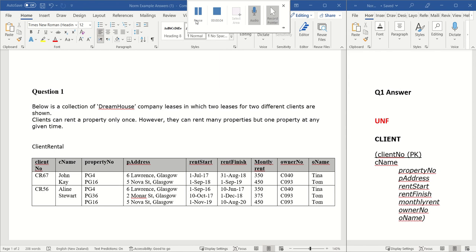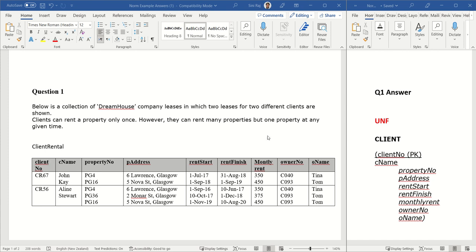This is a continuation video for the normalization exercises which we have seen in the last video. We are going to see two more exercises for normalization. In this video we are just going to take two exercises where you are given a DreamHome unnormalized table in the form of client rental, and you need to normalize it into first normal form, second normal form, and third normal form. So that is what we are going to do.